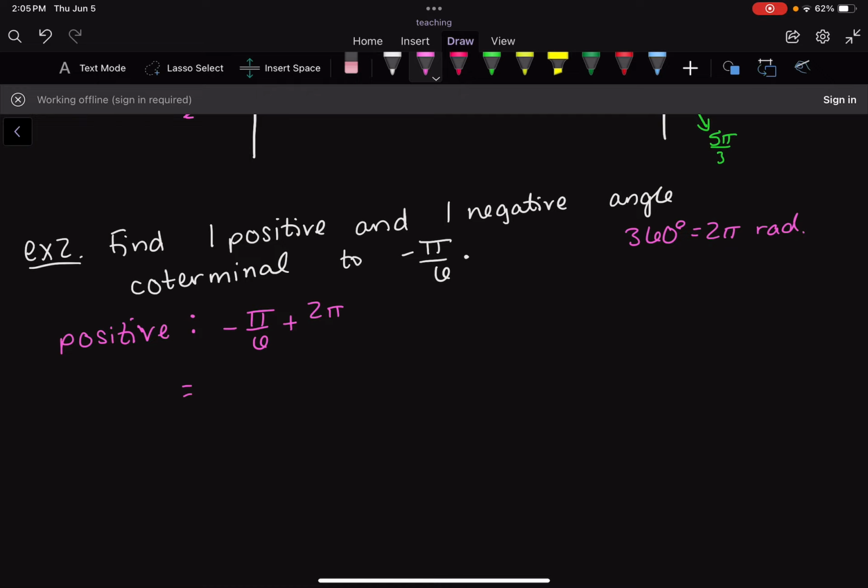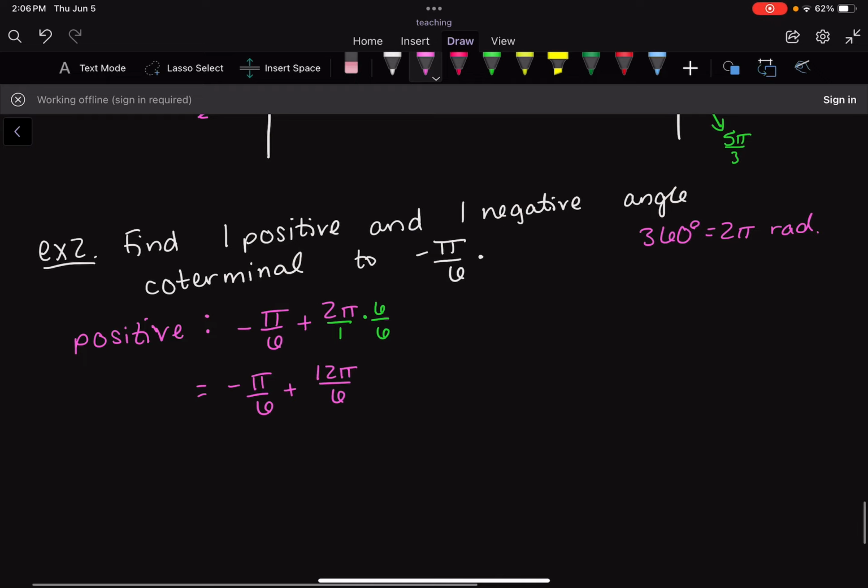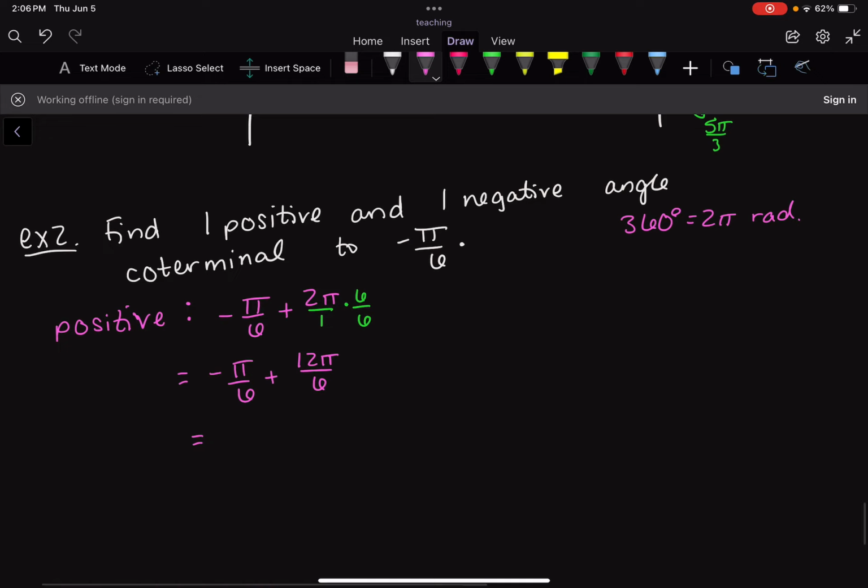And now I'm going to show you the work for this. When you want to add fractions together, you need their denominators to be the same. So I can multiply this by 6 over 6. Remember, every whole number is technically over 1. So this becomes 12 pi over 6. When you add fractions, you add the numerator and you leave the denominator the same. So this would be 11 pi over 6. And again, the reason that this is helpful to us is that now instead of plotting negative pi over 6, I would be able to plot 11 pi over 6, and I won't have to have a negative angle.